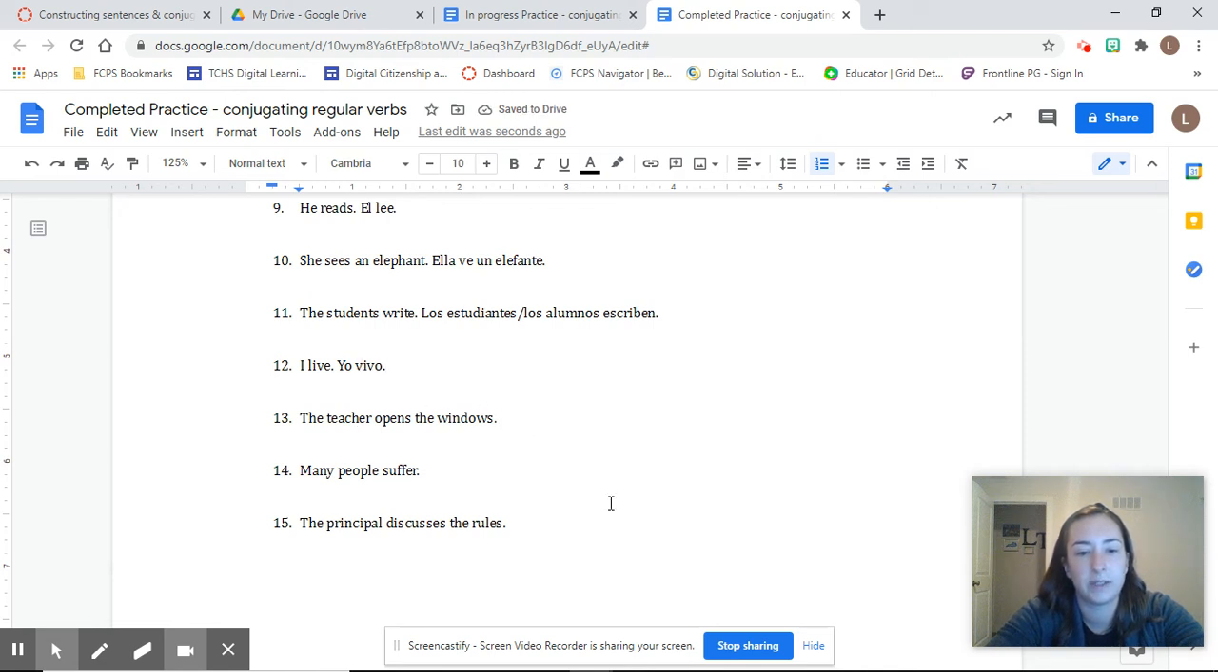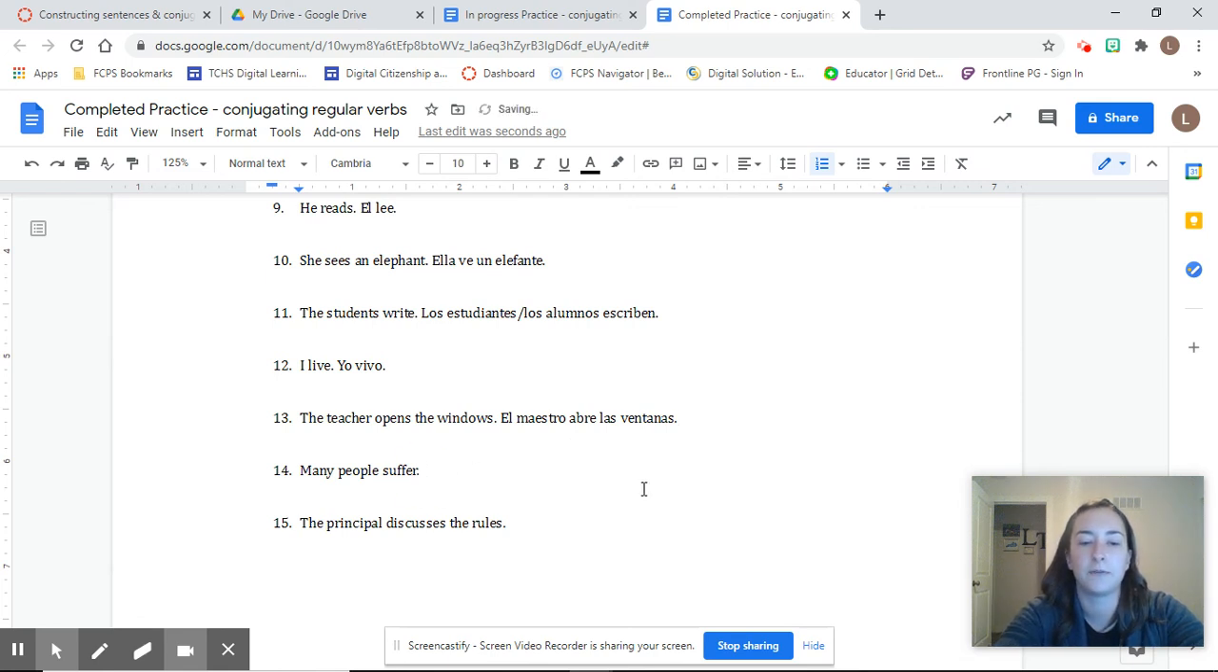The teacher opens the windows. El maestro is teacher. That one you could substitute with él or ella, depending on if it's male or female teacher. So this is our subject. You could substitute it with a subject pronoun. And that subject pronoun would be the él, ella, usted form of the verb. Open is abrir. So we take abrir. We take off the IR. The él, ella, usted form is an E for an IR verb. So el maestro abre las ventanas. Ventana is window. It says windows, so I make it plural.